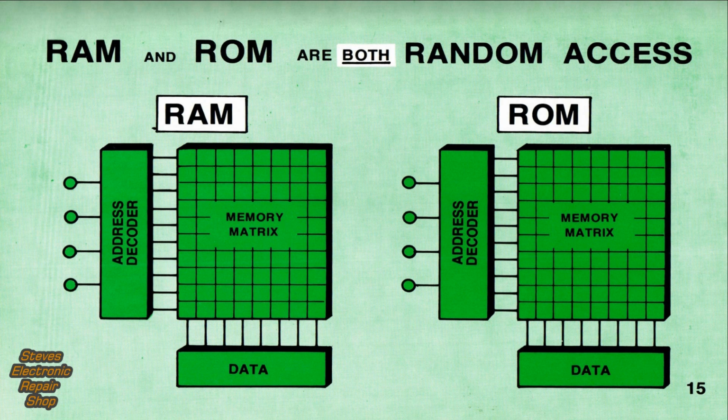Actually, we find that both RAM and ROM are random access type memories. Essentially, they are arranged the same, each containing an address decoder and a memory matrix. Let's look at the real difference between RAM and ROM.